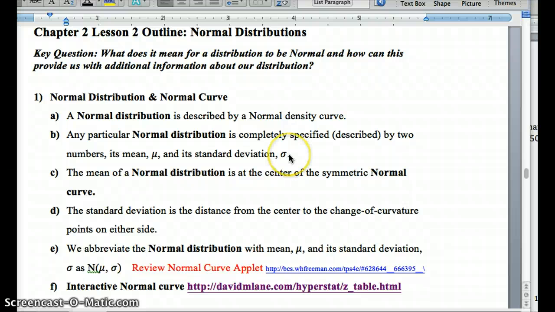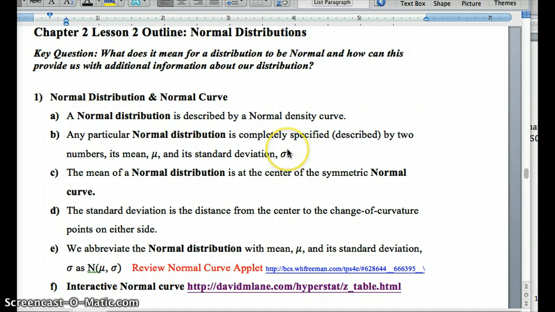This is the lesson for Chapter 2, Lesson 2, Modeling Distributions of Data, focusing especially on normal curves, which is that bell shape. When you think normal, think capital N, think that bell shape. So our key question: what does it mean for a distribution to be normal, and how can this provide us with additional information about our distribution?